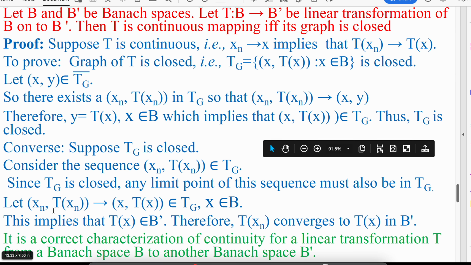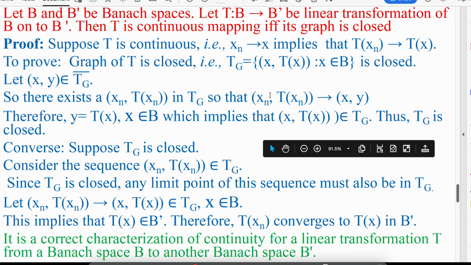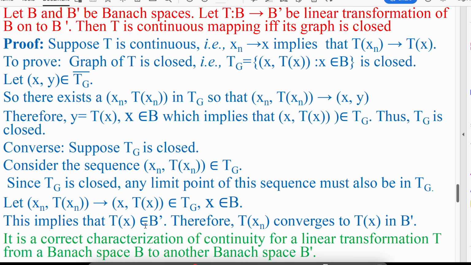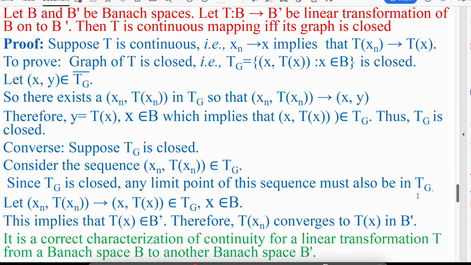Let this sequence (xn, Txn) converge to (x, Tx), and this belongs to the graph of T, as x belongs to B by definition of graph. So this implies Tx belongs to B dash. It means xn tends to x, Txn tends to Tx, and Tx belongs to B dash. It means Txn converges to Tx in B dash.